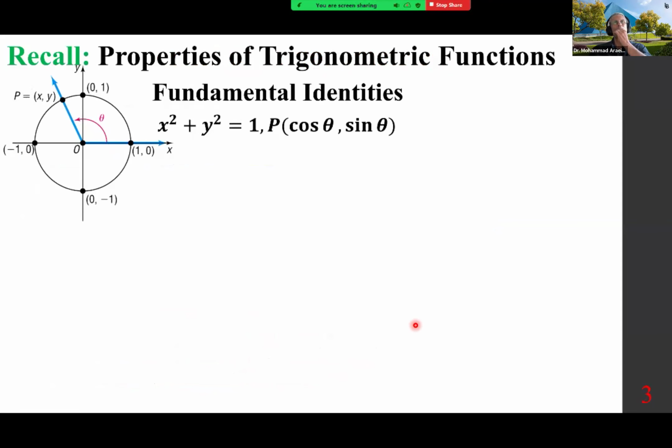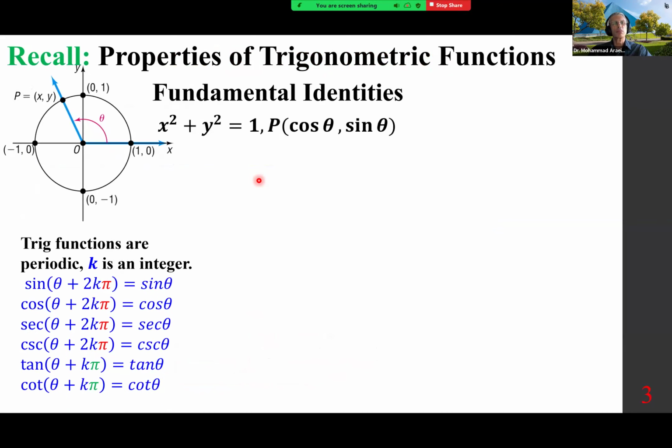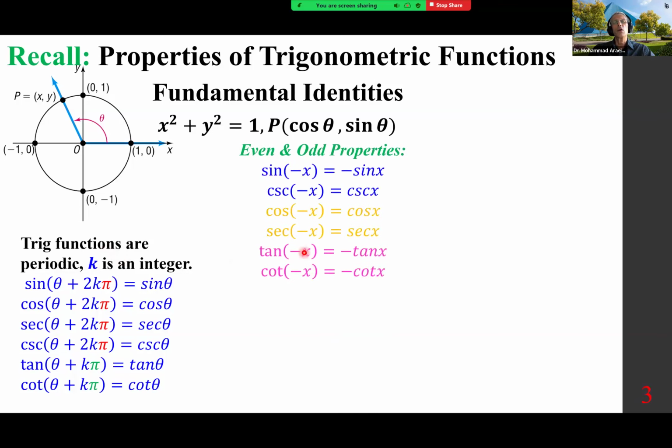Again, because we are going to go with more identities, I remind you of the identities that we have seen, such as the fact that trigonometric functions are periodic, and the period for all of them is 2 pi, for tangent, and therefore cotangent, is pi. So you can say 2k pi or 2n pi, k is an integer. They are all odd functions except cosine, and with that goes secant.